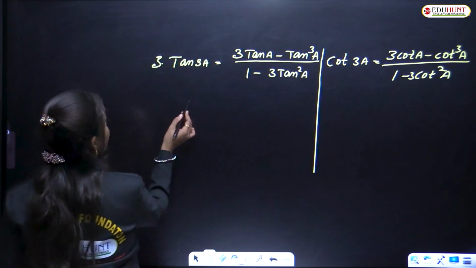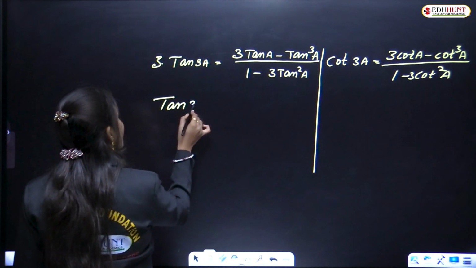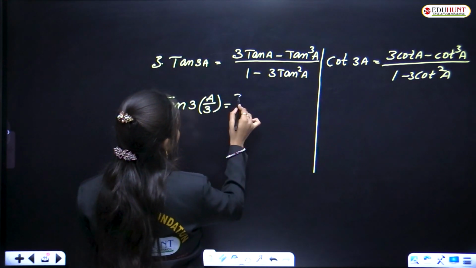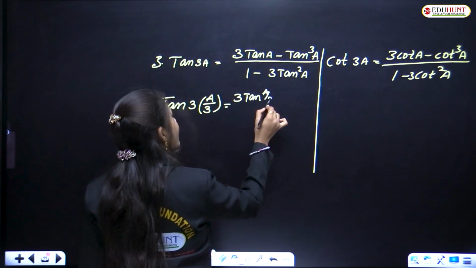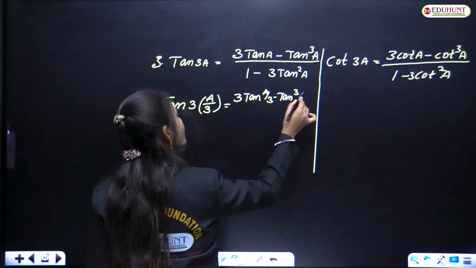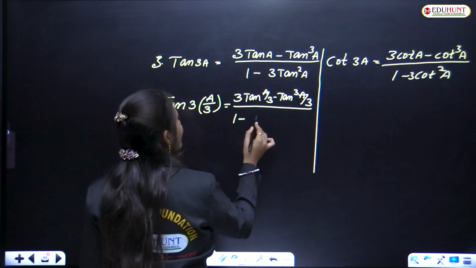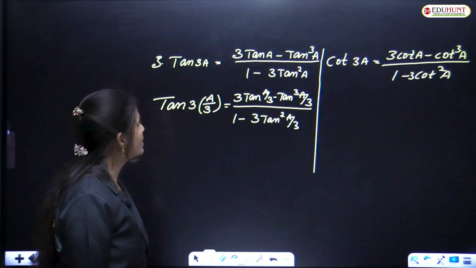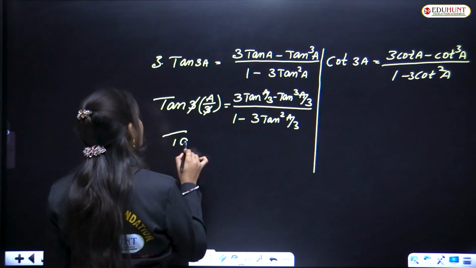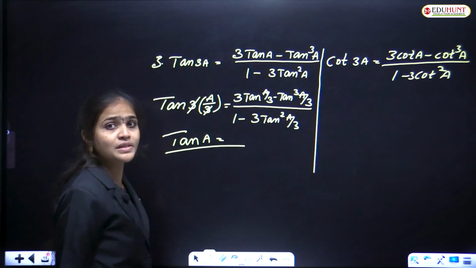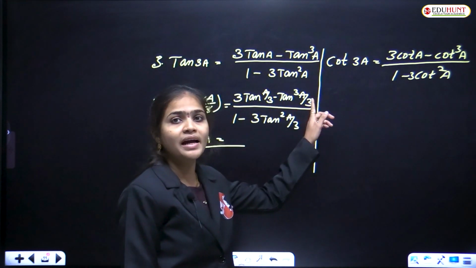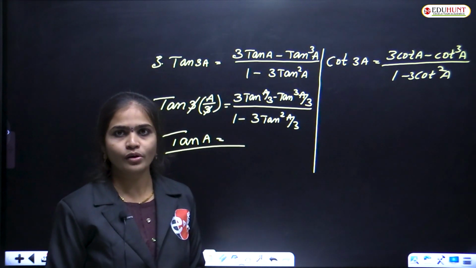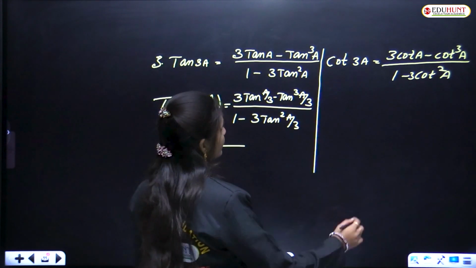Now what we have to do? Again the same as before, no? So tan 3 into, in the place of A we write A by 3, which equals 3 tan A by 3 minus tan cube A by 3 whole by 1 minus 3 tan square A by 3. This is the formula for tan A, which equals tan A. So the tan A formula in terms of submultiples is 3 tan A by 3 minus tan cube A by 3 whole by 1 minus 3 tan square A by 3. Like that only, here in terms of cot.